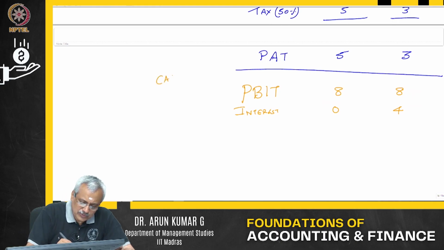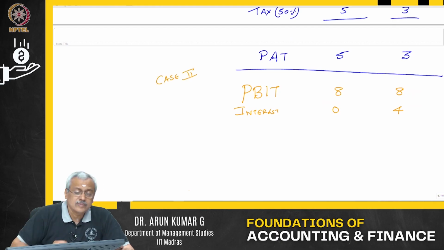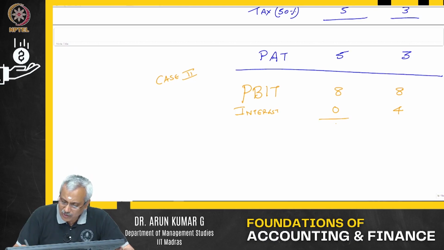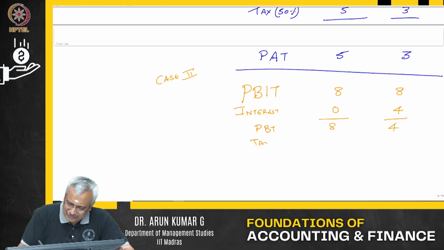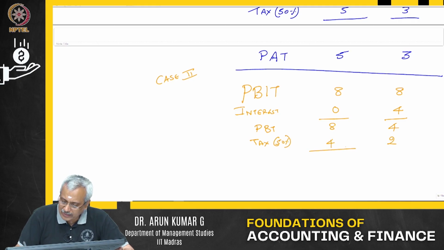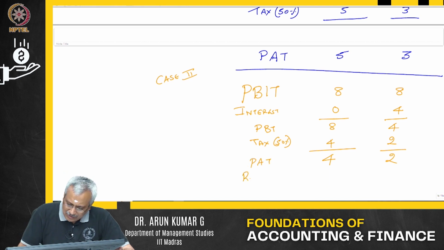This is case 2. Now what happens? Profit before tax is $4 out here and $8. My tax is the same, tax does not change, tax is the same 50%, $4 gone, $2 out here. And then what am I getting? I am getting $4 out here, I am getting $2 out here, profit after tax. My return on equity in this case is 4%.